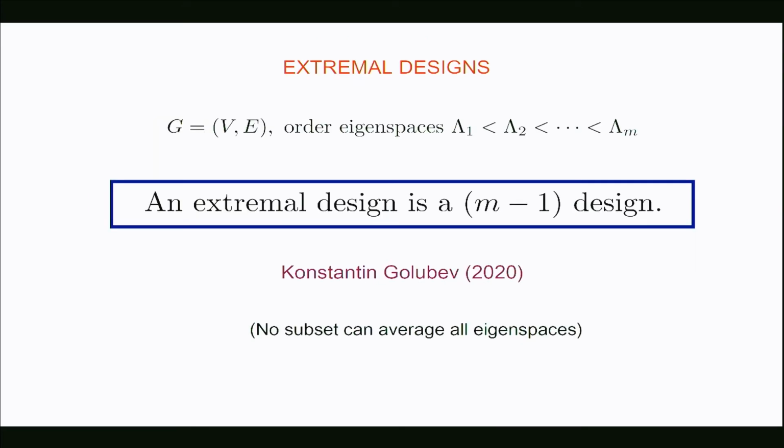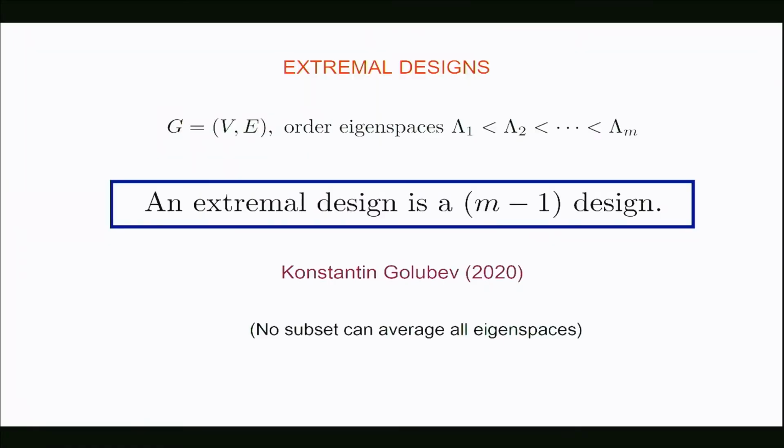Okay, so the last definition: oftentimes we're also interested in what's called an extremal design. These are designs that can catch all eigenspaces except the last one. You decide the ordering first on the eigenspaces, and then we say we want to get everything except the last eigenspace, and you cannot have any proper subset that can average all those eigenspaces. So this is the best you can do, these extremal designs. Of course, this depends on the ordering you put on the eigenspaces, and this was defined by Konstantin Golubev in 2020. He makes some nice connections to graph theory, like to graphs that meet the Hoffman bound and Cheeger bound and so on. So he has a very combinatorial paper on these extremal designs.